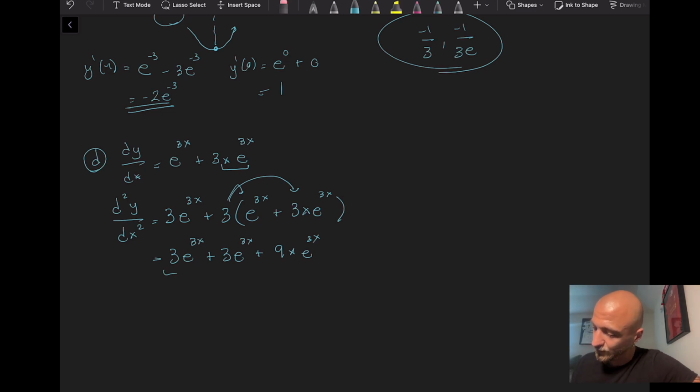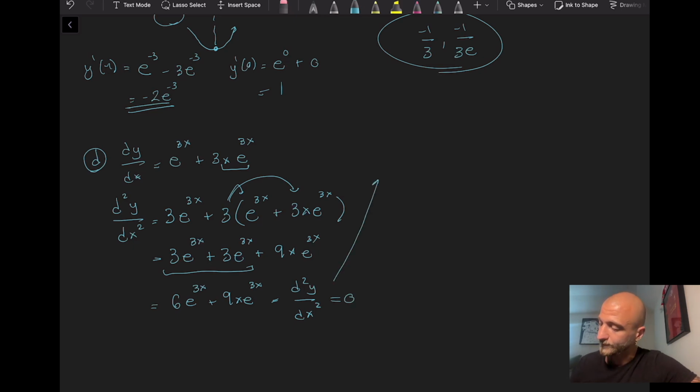Okay, these two terms we can combine, so we end up with 6e^(3x) + 9xe^(3x). This is our second derivative with respect to x. Whenever we take the second derivative with respect to x, we can then set it equal to 0 to solve for any inflection points.